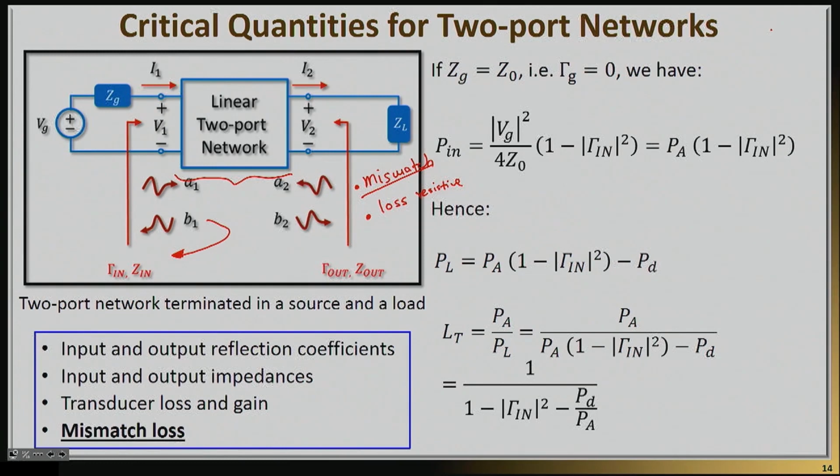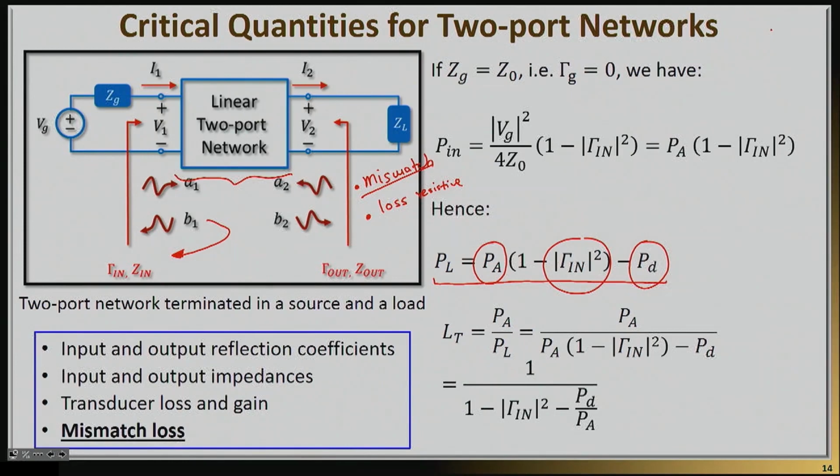So if you do the calculations, and again, you will find this in my notes, you will basically find that this is the equation that will give you the power that goes to the load. The power that goes to the load, as you can intuitively expect, will be equal to the available power from the source times (1 minus |Γin|²). 1 minus |Γin|² is simply the reflected power factor. So it is the power minus the reflected power, minus the power dissipated as resistive loss.